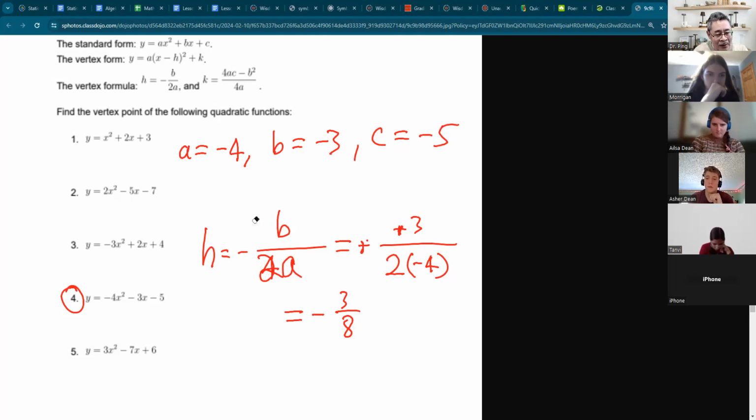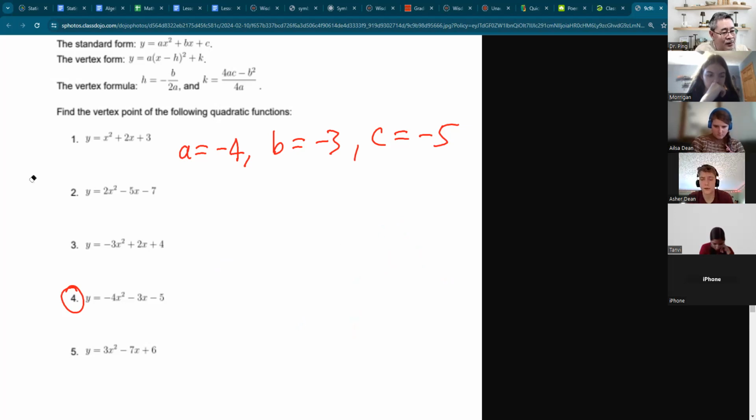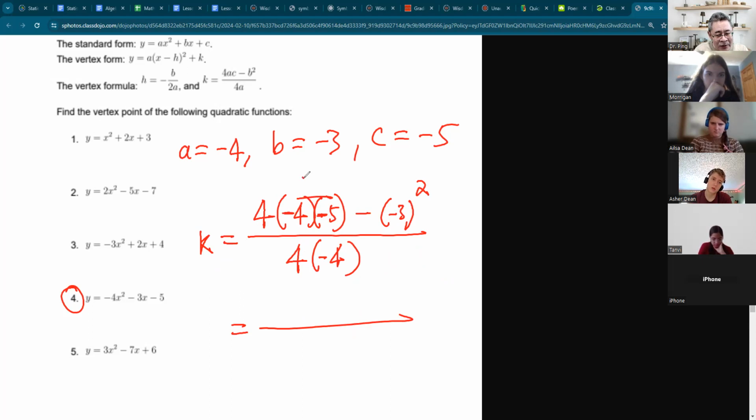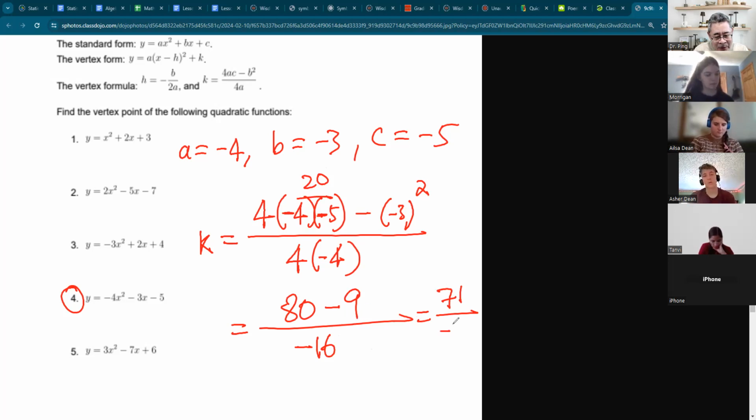Now we're looking at our K. Did I get K correct? Yeah, you got K correct. K is 4AC minus B squared over 4A. Our A is -4, C is -5, minus -3 squared. On the bottom is 4 times -4, that's -16. So the top we got negative, negative, positive. This gives us 20. 20 times 4 is 80. 80 minus 9. And bottom is -16. So the top is 71 and bottom is -16, which is minus 71 over 16. Now, 71 is a prime number, so we cannot simplify it further. And that's the end of it.